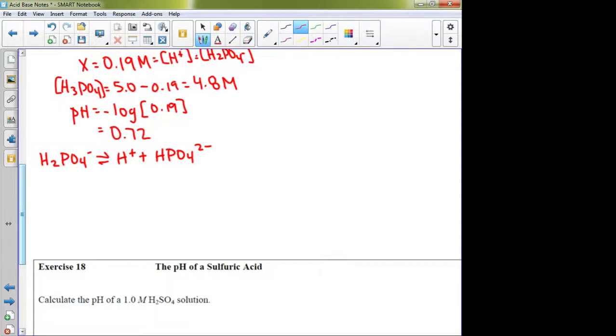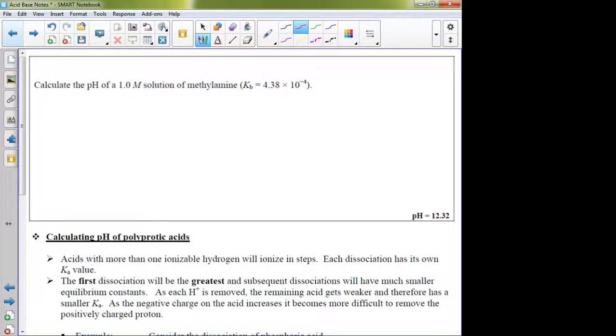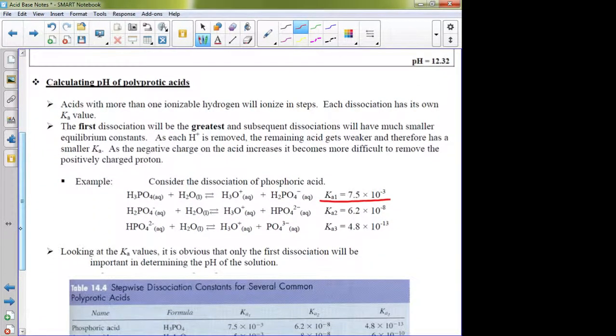All right, let's just go ahead and set it up. So I know my Ka2 is going to be equal to what? Divided by the concentration of H2PO4 negative. Now, do I know most of these? Yeah. So I go back and pull my Ka2 from the previous page. My Ka2 is 6.2 times 10 to the negative 8.